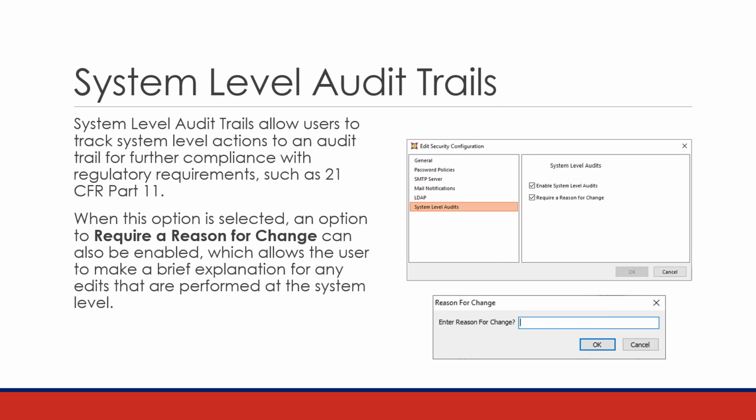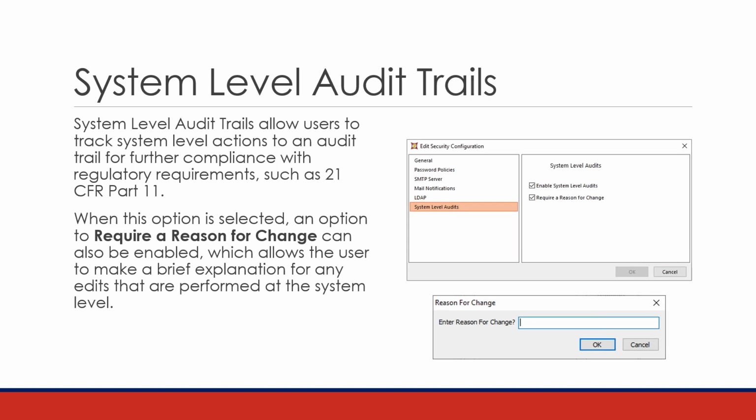So that conditional electronic signature is available in beta right now, and it will be available in our next release. However, in our current release, we were able to include a new feature called system level audit trails. The idea is that system level audit trails will allow FCS Express to track system level actions in an audit trail to add further compliance for 21 CFR Part 11.